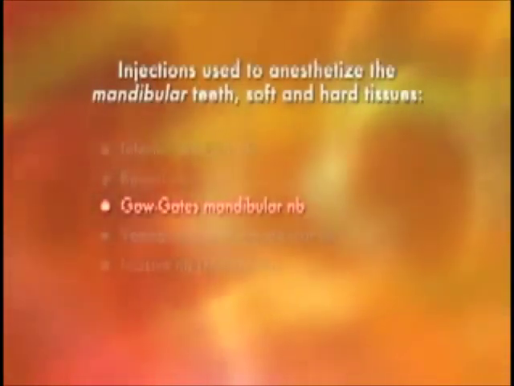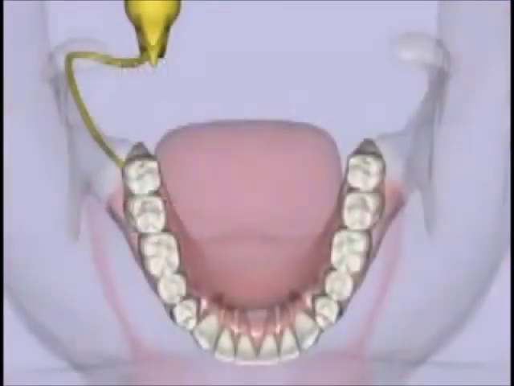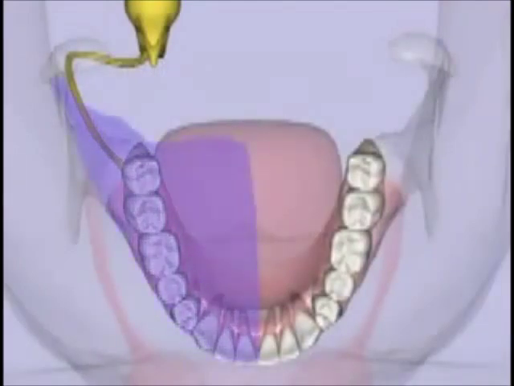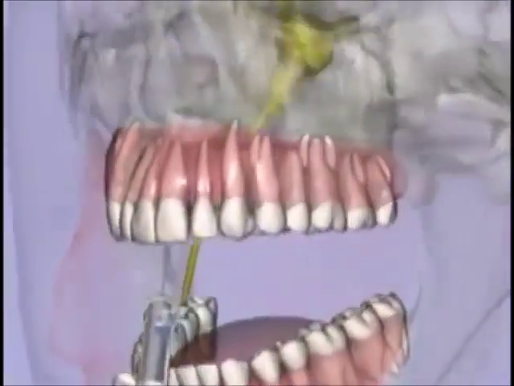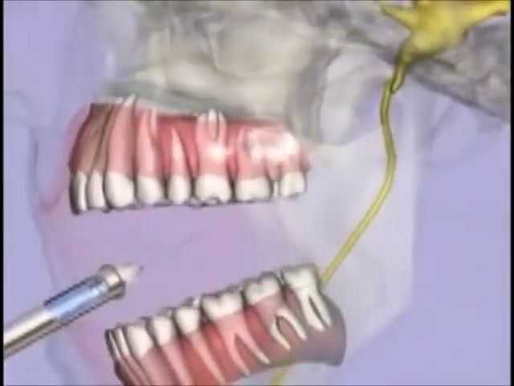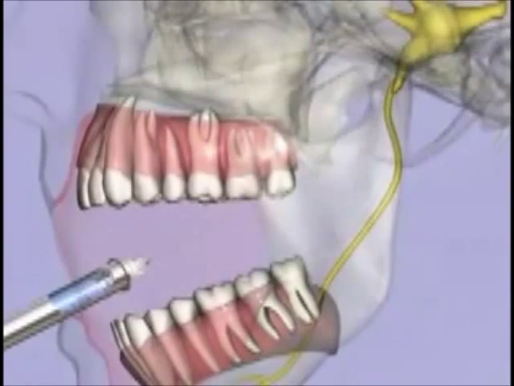The Gow-Gates mandibular block provides pulpal anesthesia to the mandibular teeth, the buccal soft tissue and bone, the anterior 2/3 of the tongue and the floor of the oral cavity, the lingual soft tissue and periosteum, as well as the skin of the zygoma, the posterior portion of the cheek, and the temporal regions. A 25-gauge long needle is recommended.